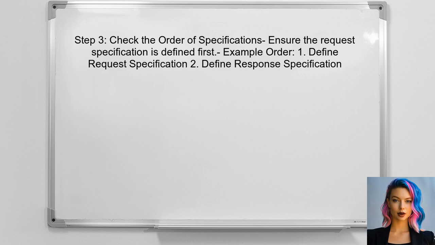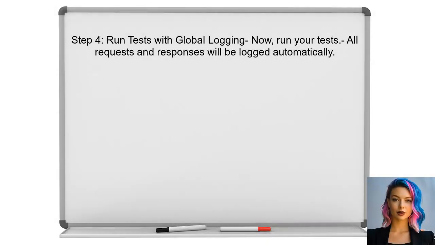If the user encounters an error stating that logging cannot be configured because the request specification is not defined, they should check the order of their code. The request specification must be set before the response specification. Finally, the user can now run their tests without needing to add log statements after each request. This setup will automatically log all requests and responses globally.